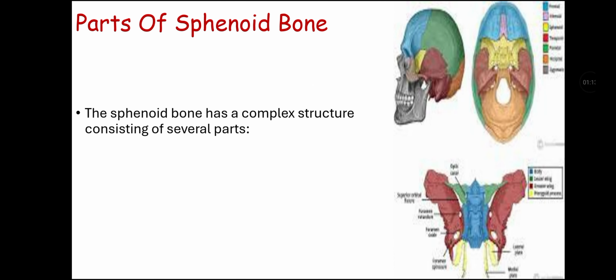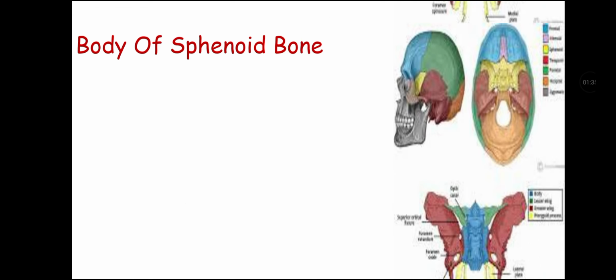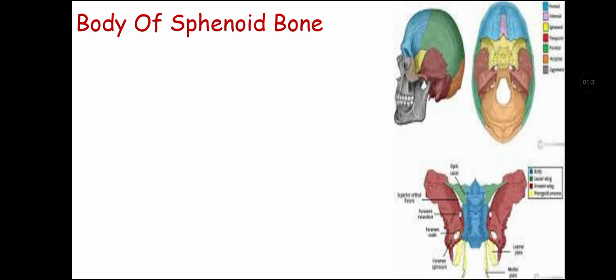Parts of the sphenoid bone. The sphenoid bone has a complex structure consisting of several parts. First, it has the body of the sphenoid. You have to see the third diagram for reference for all the parts of the sphenoid bone. So we have the body of the sphenoid, greater wings. As you can see, the red colored wings are the greater wings of the sphenoid bone. Lesser wings, that is the green colored wings, and pterygoid processes are also there. That is the yellow part here.